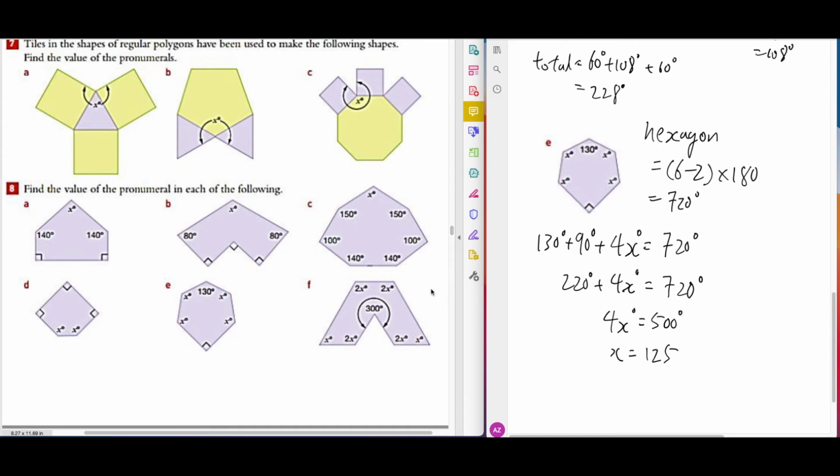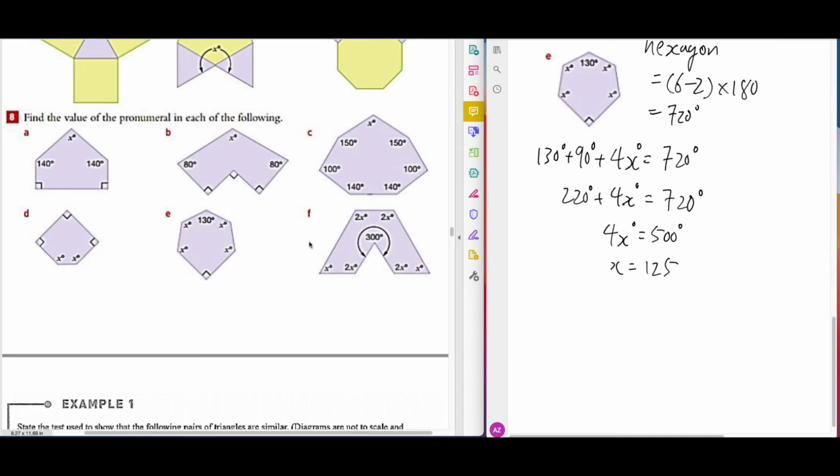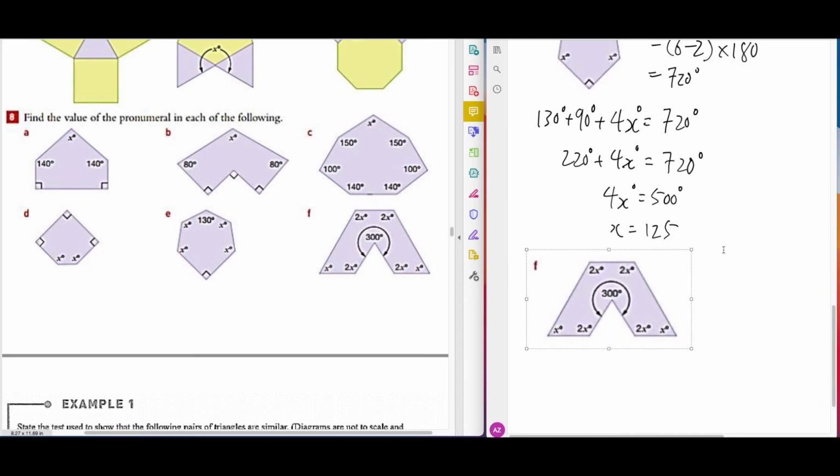So I'll pick another one. So say question F, okay? Question F, probably a hard question, but let's take a look. Alright, so basically work out how many sides the shape has in the beginning. So it has 1, 2, 3, 4, 5, 6, 7. Okay, so this has 7 sides, right? So to work out the total angle, you do 7 take away 2 times 180. And what does this equal to? This equals 900 degrees.